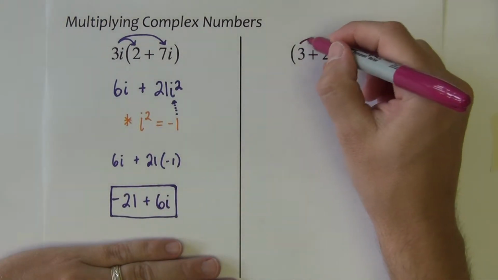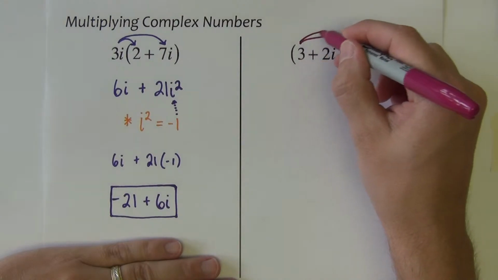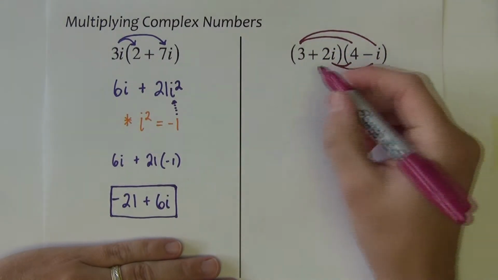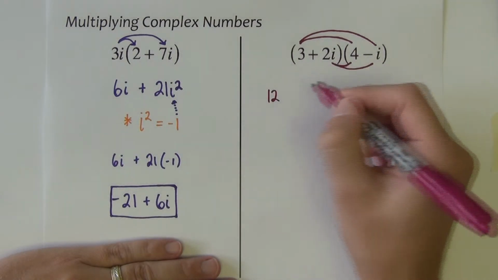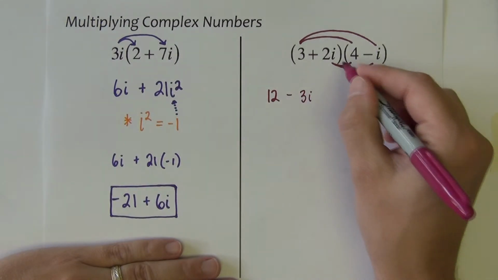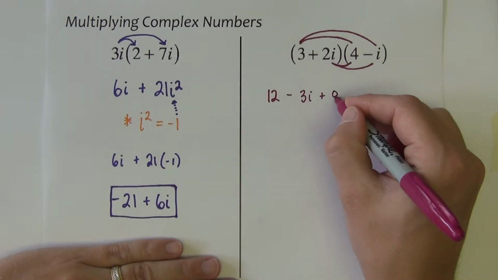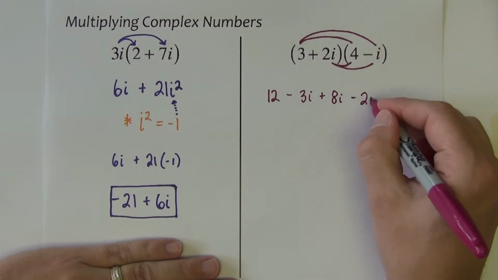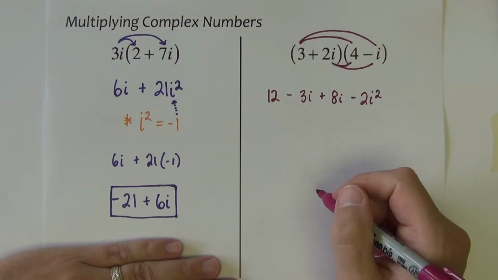Now, FOIL problem. Binomial times a binomial. I'm going to run through all these FOIL products. 3 times 4 makes 12. 3 times negative i is negative 3i. 2i times 4 is 8i. 2i times negative i is negative 2i squared.